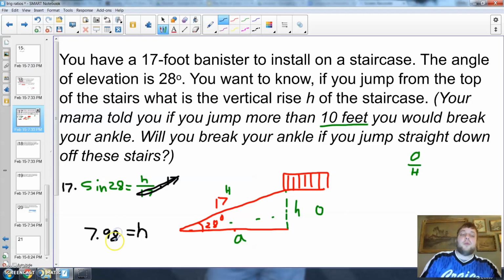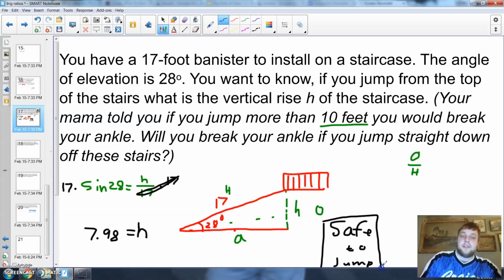Alright, so now remember, the question wasn't how high is it? It says, will I break my neck or break my ankle? And remember, Mama said, if it's more than 10 feet, I will break my ankle. Well, I am not more than 10 feet, so I am safe to jump. Safe to jump. Alright. Okay, there we go. There's my final answer.